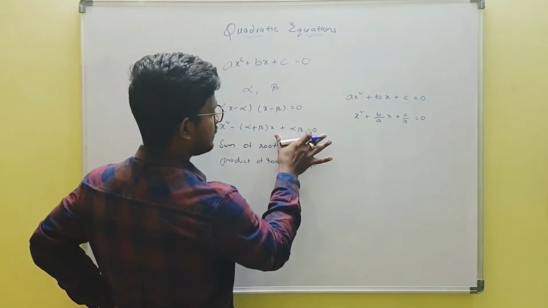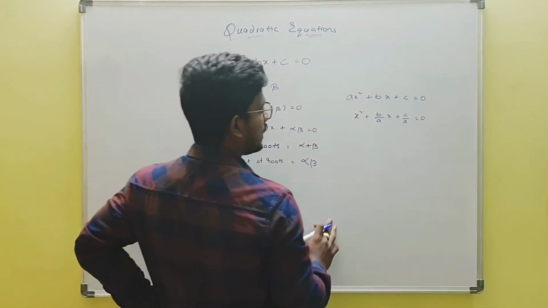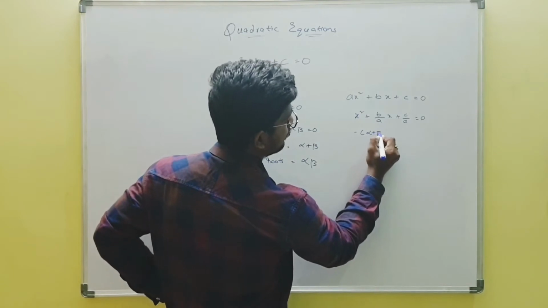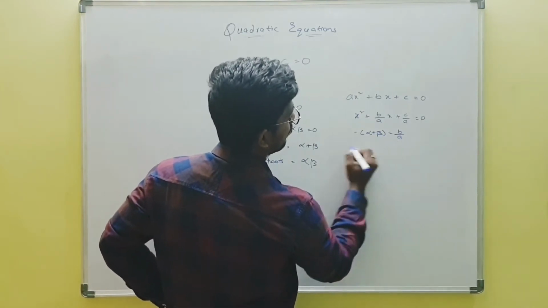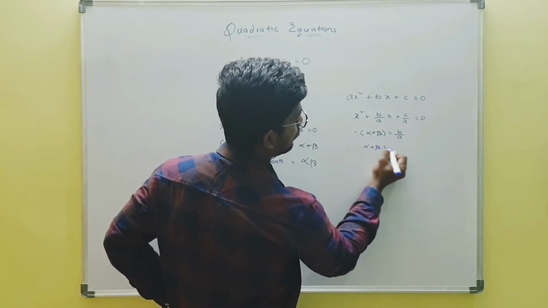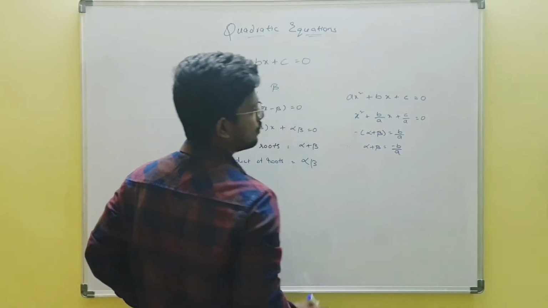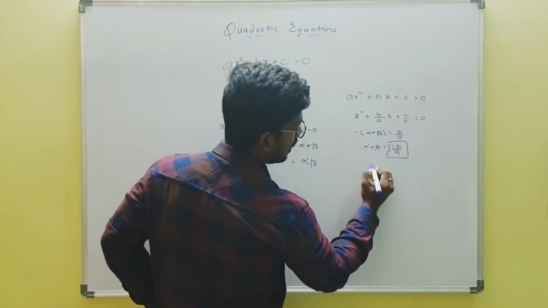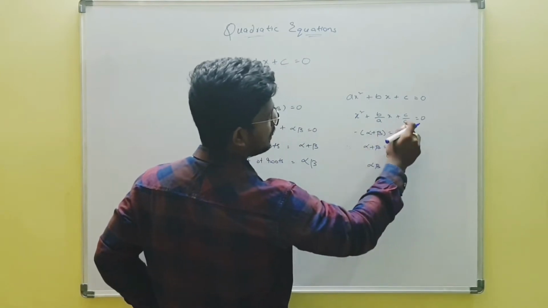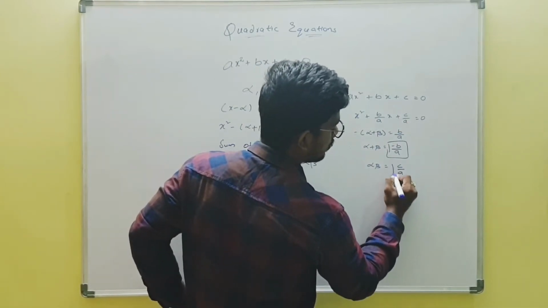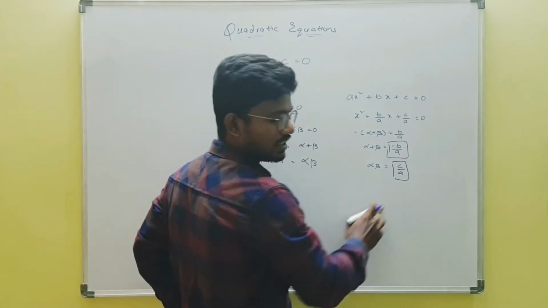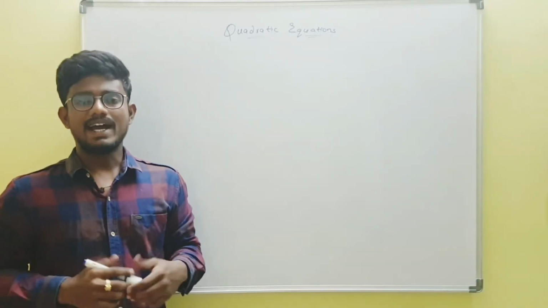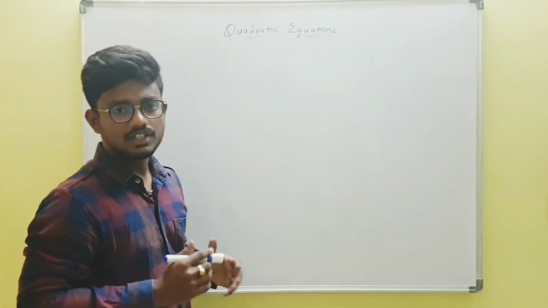Now I can compare this equation with this. By comparing, what I get here is minus of alpha plus beta equals b by a. Therefore, alpha plus beta equals minus b by a. So the sum of the roots for this equation is minus b by a, and alpha beta equals c by a. So the product of roots for this equation is c by a, and the sum of roots for this equation is minus b by a.